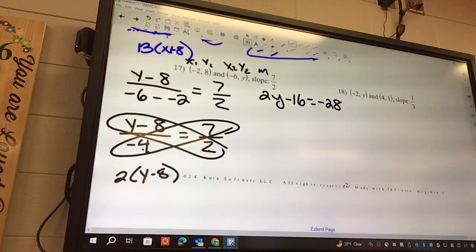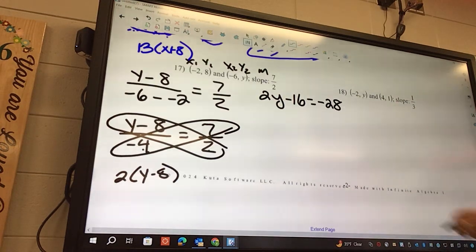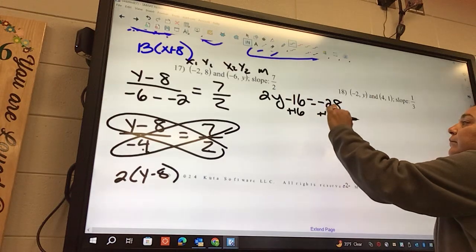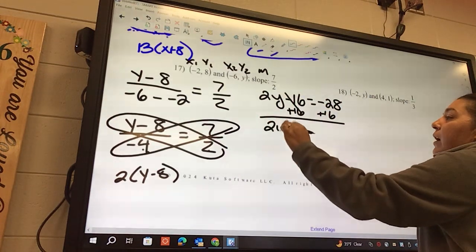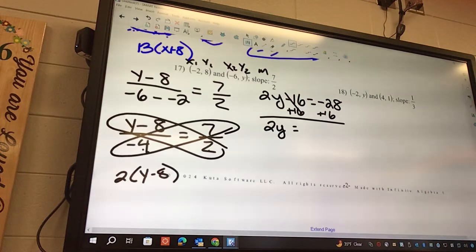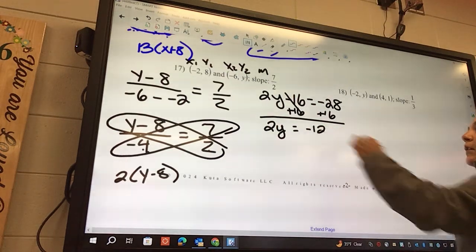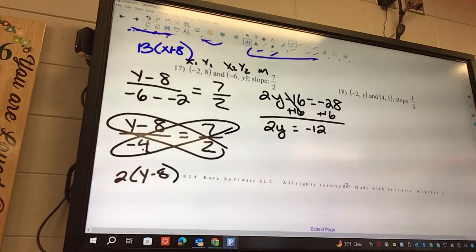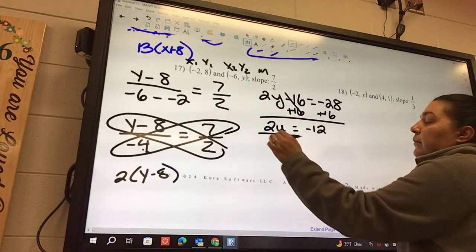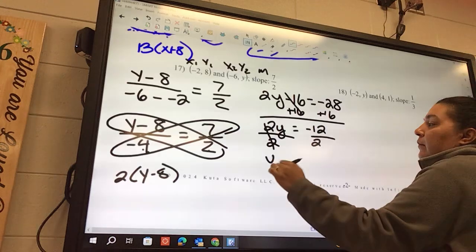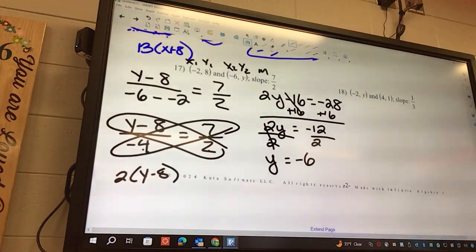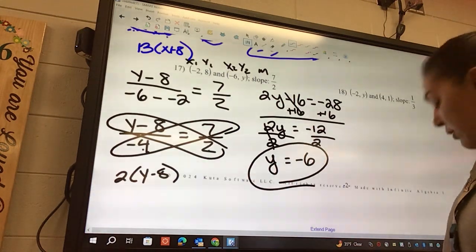Negative 28. Okay, who needs moved? The negative 16. So I get 2y, negative 28 plus 16. Negative 12. Okay, and then what? Divide. Okay, the rest of the sheet is for you guys to do. Go through and get it done.